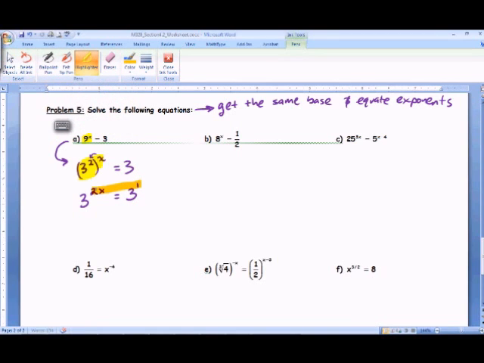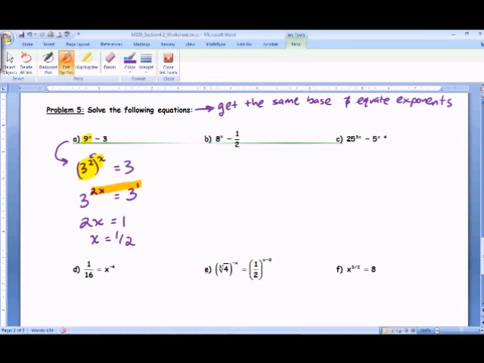Now we're going to set the exponents equal. If the bases are the same on both sides of the equation, you could set the exponents equal to each other. So 2x equals 1, so x equals 1/2. Now you kind of want to mentally check your work and make sure that it makes sense, but 9 to the 1/2 equals 3. That should work out just fine.